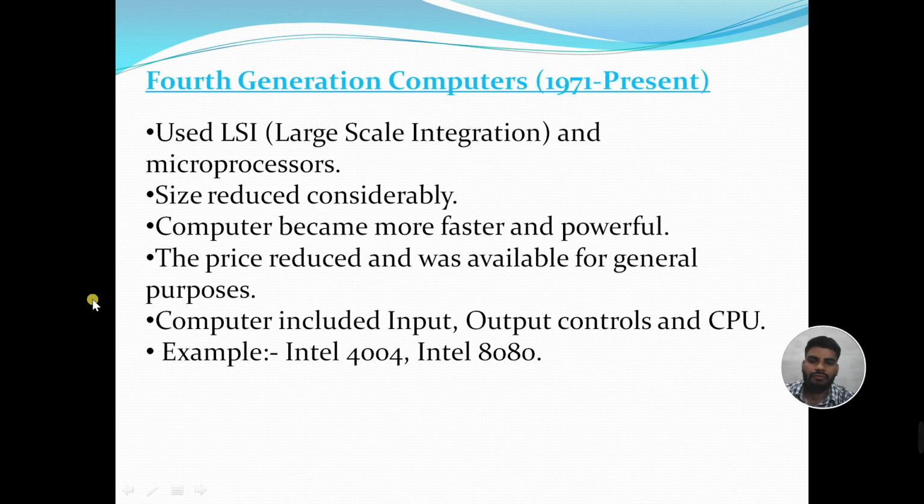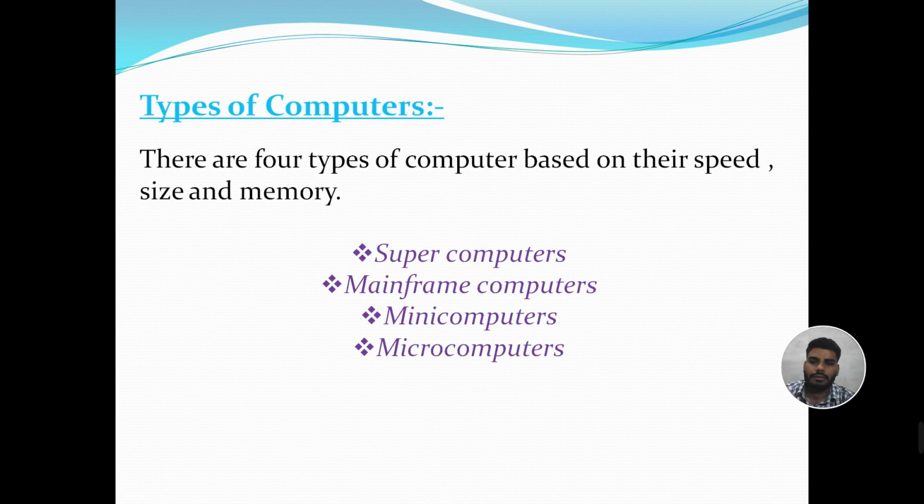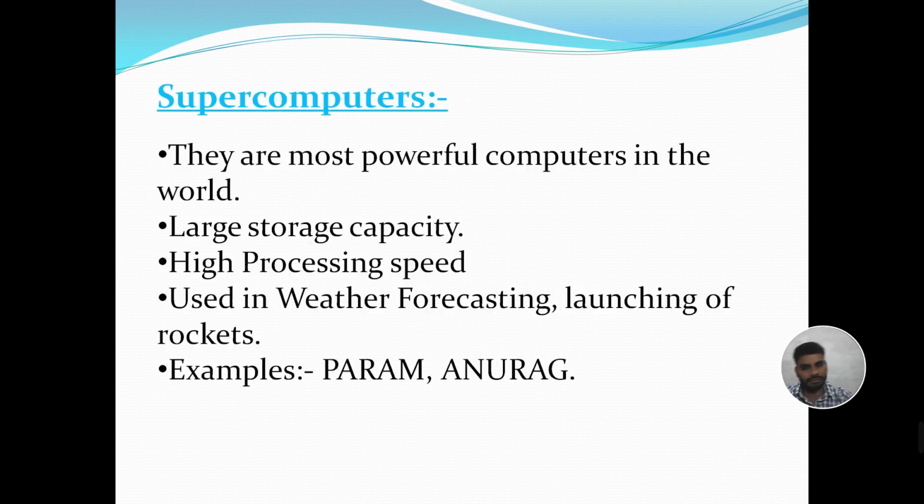Now we will move further and read about the types of computers. There are four types of computers. These are supercomputers, mainframe computers, mini computers, and microcomputers. We will read about all of these types in detail. So let's start with supercomputers.